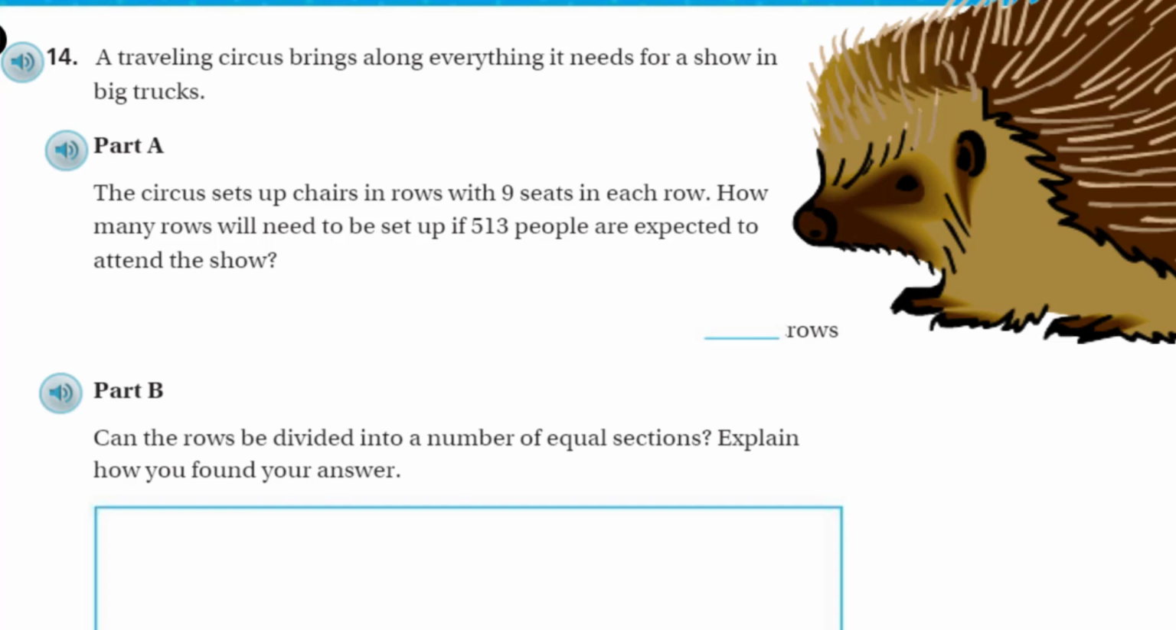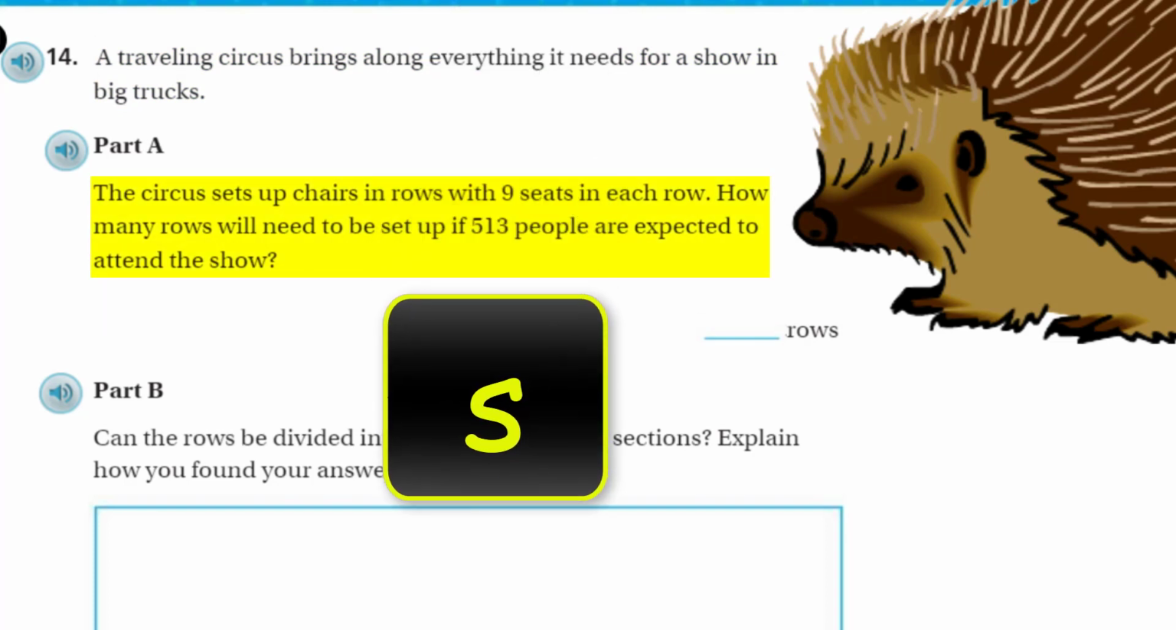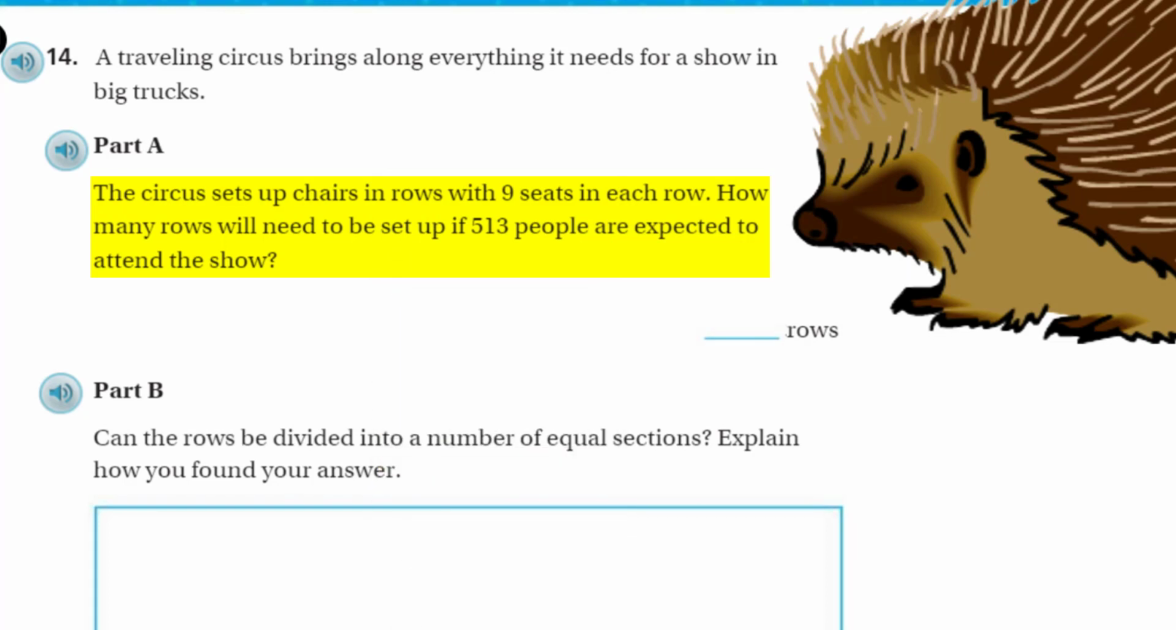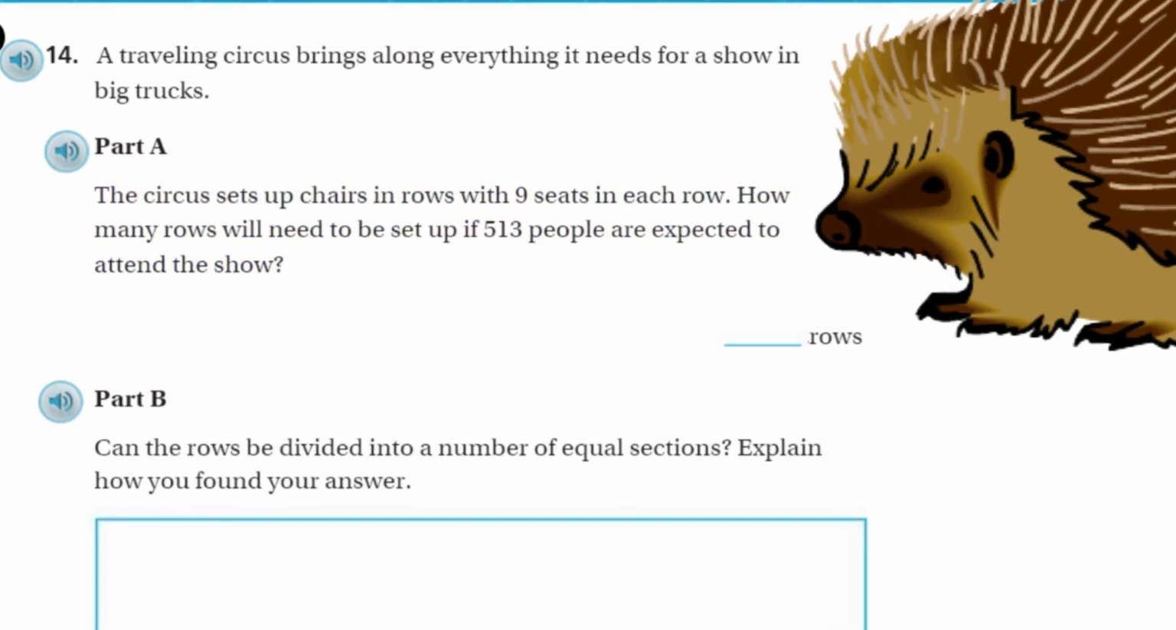Okay, 14, it says a traveling circus brings along everything it needs for a show in big trucks. Part A says, the circus sets up chairs in rows with 9 seats in each row. How many rows will need to be set up if 513 people are expected to attend the show? And then list the rows.